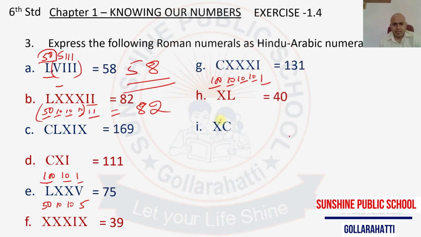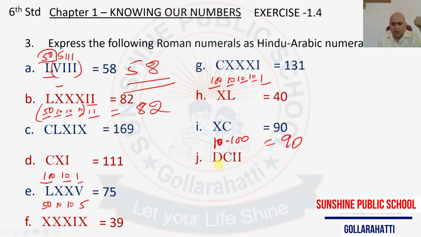Next, XC. X value is 10, C is 100. See, 10 first, that is less, then 100 value more. Therefore you have to subtract 100 minus 10. 100 minus 10 is 90. Therefore the value of XC is 90. Is it clear?